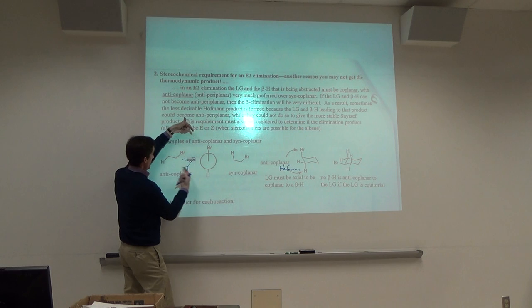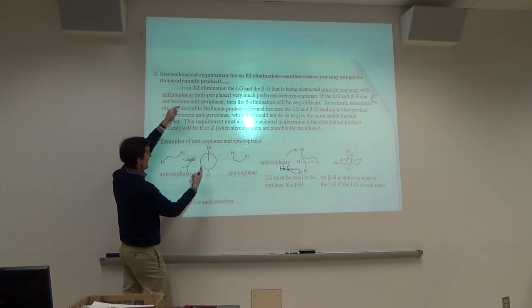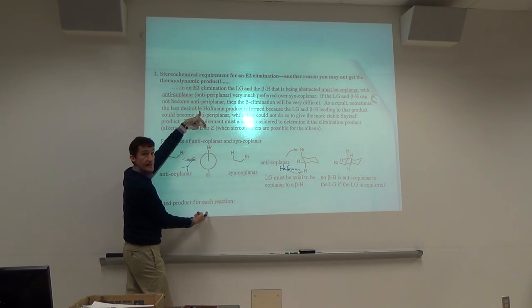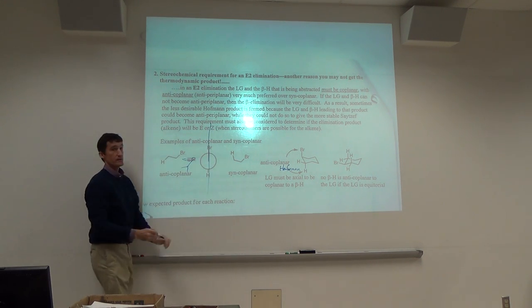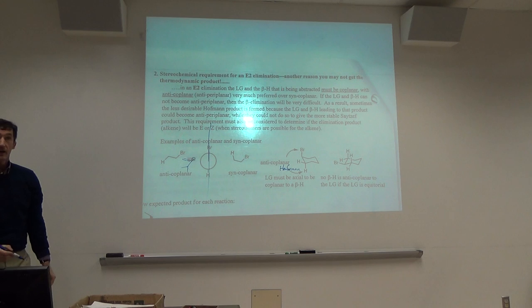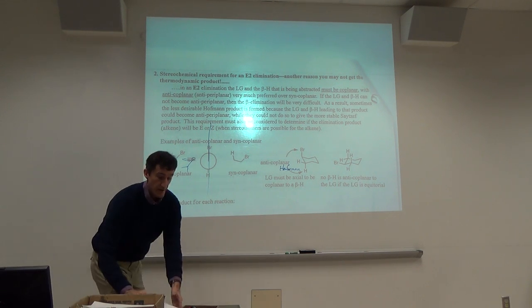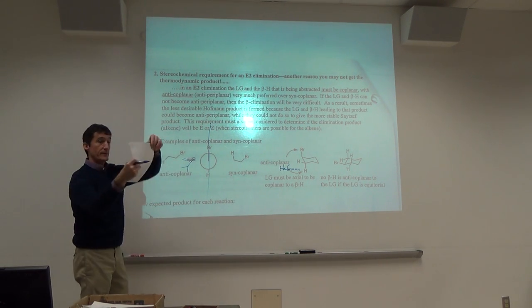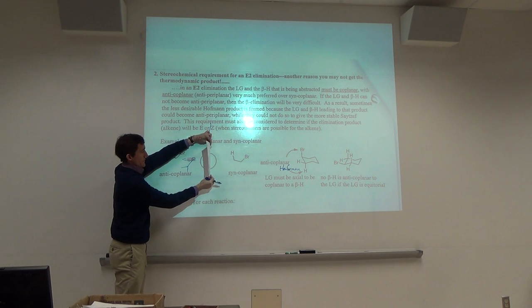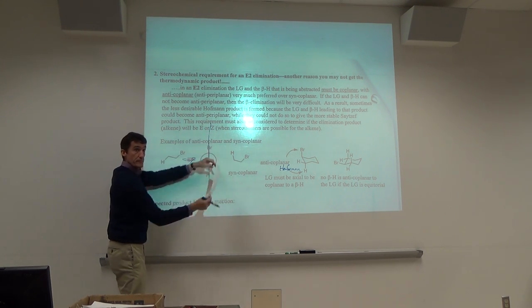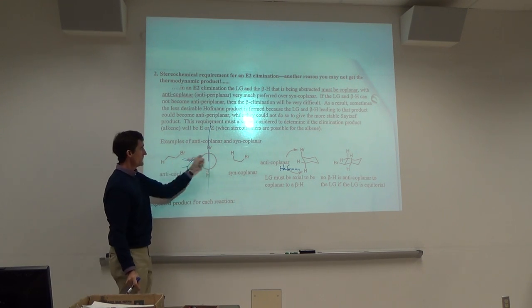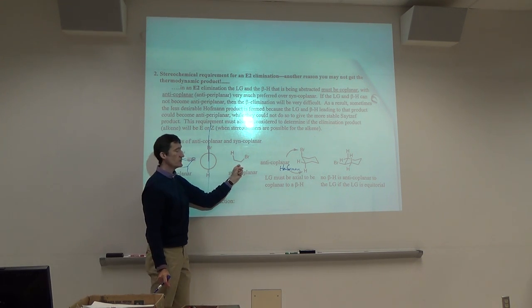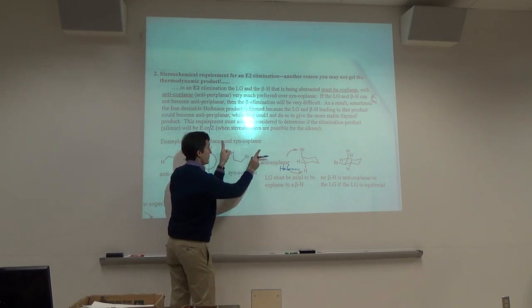Well, the beta hydrogen and the bromine are anti-coplanar. They're anti, but they're also coplanar. See, they're in this plane right there. They're sitting in that plane. That's an example of anti-coplanar. Both of these would be syn-coplanar. They're both in the plane of the board.